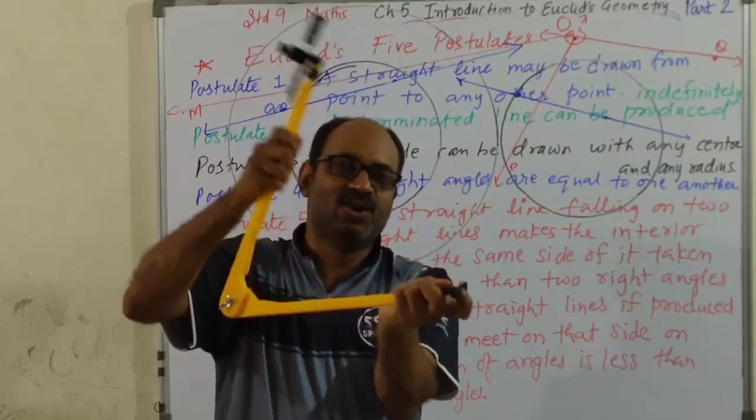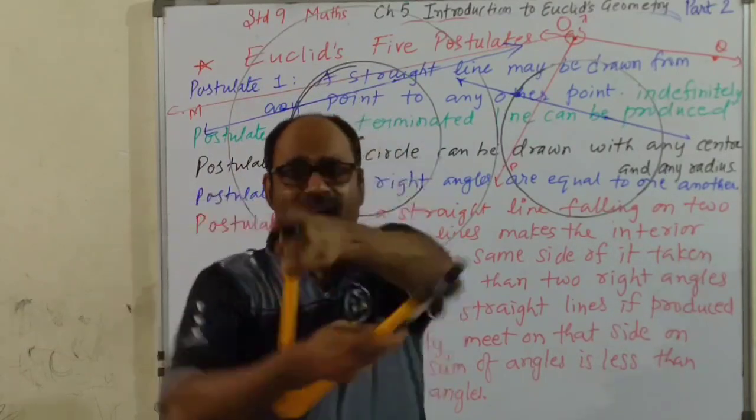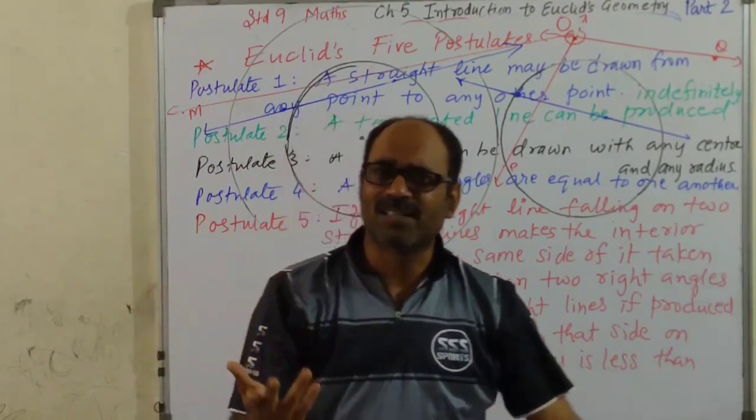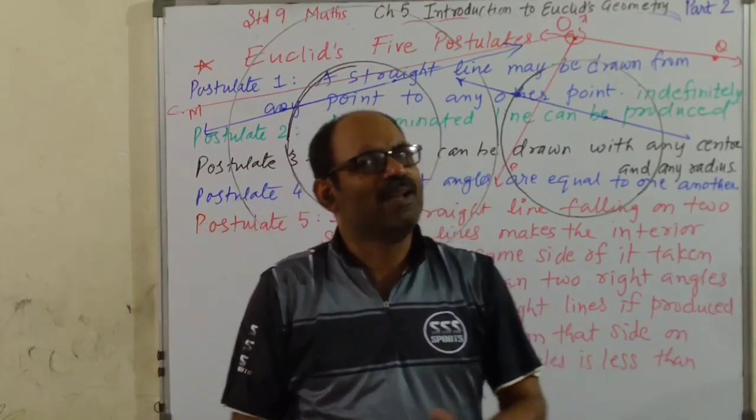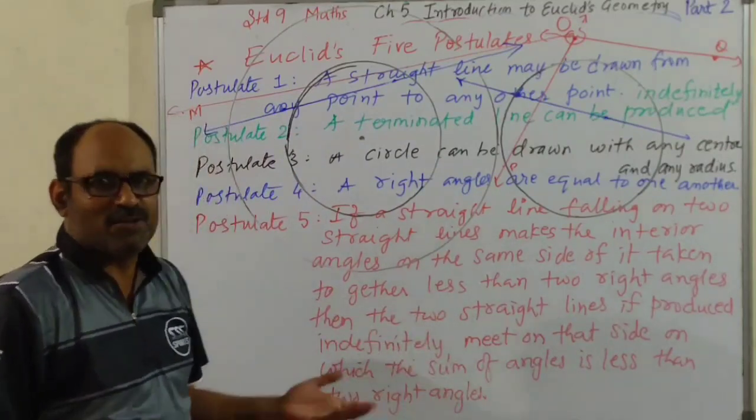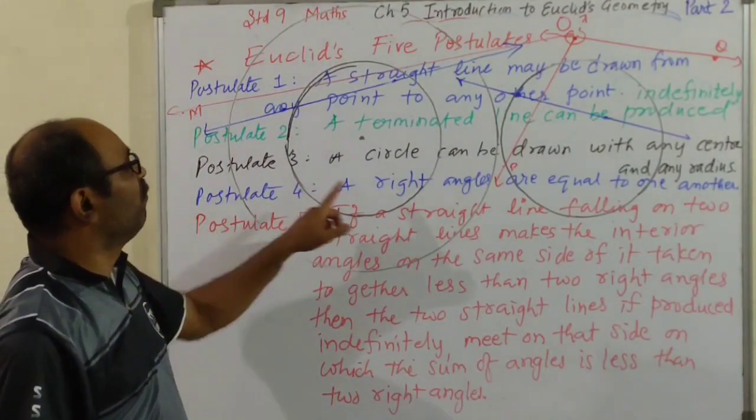And any radius you want, you take and draw the circle. So you can draw a circle taking any point as the center and any radius. This is postulate number 3. It is about geometry, so it is a postulate. Postulate number 4.